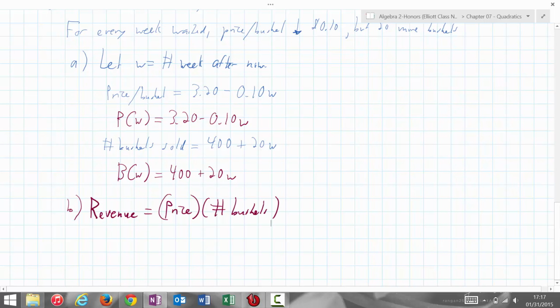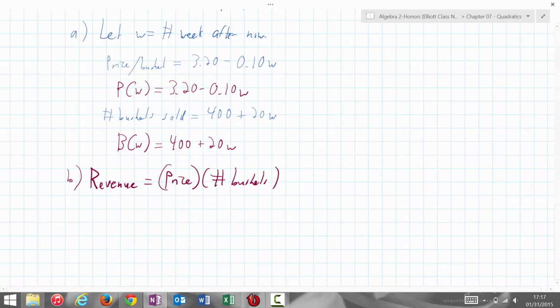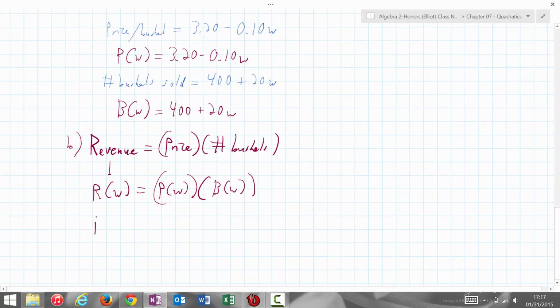And it wants you to write a quadratic function that will find the total revenue. Well, we already have the building blocks here. I'm going to call the revenue R of W, and that's going to be equal to the price, P of W, times the number of bushels, B of W. When I replace each of those, my price is $3.20 minus 10 cents for each week, and the number of bushels is 400 plus 20 times the number of weeks we wait.